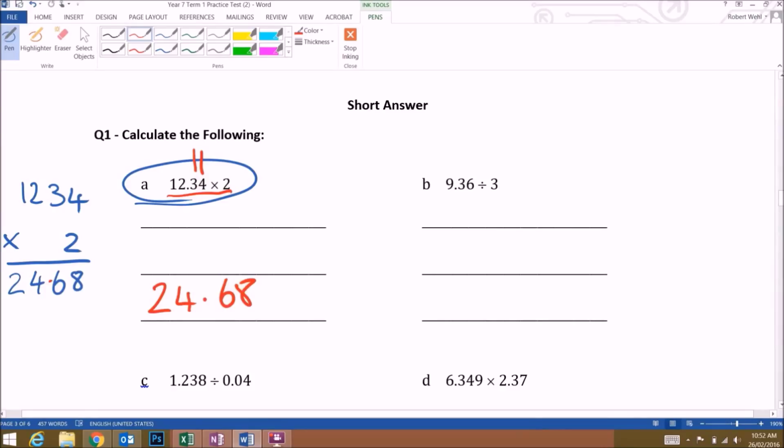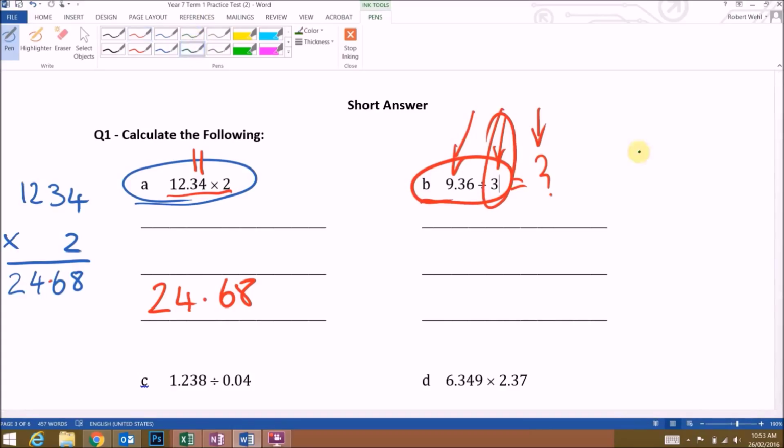Next one, division. The rule when you're looking at a division: this here is your dividend, this here is your divisor, and then your answer is called your quotient. The divisor has to be a whole number. In this instance, 3 is a whole number, so we can just do our algorithm as per normal.